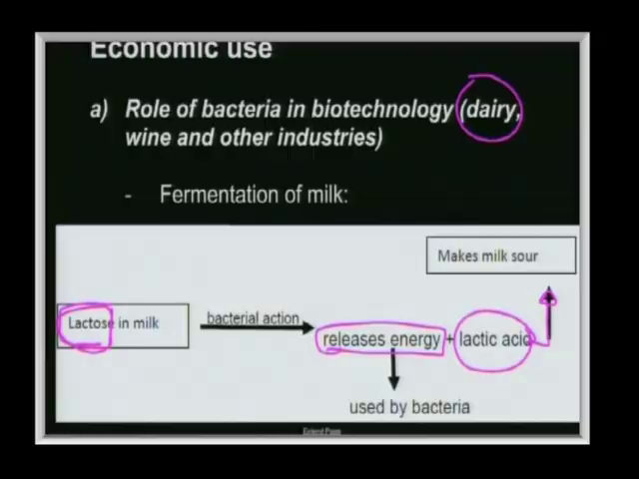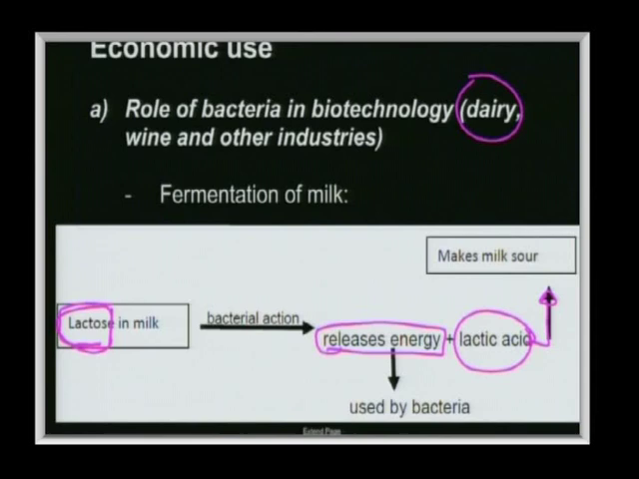This lactic acid makes the milk go sour. And as the milk goes sour, it can either produce maas or the lumpy bits can be used to make cottage cheese. The same process is also used in the manufacturing of wine. One of the byproducts of fermentation can be alcohol.